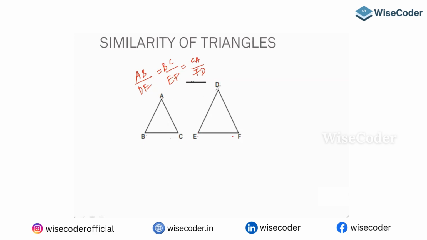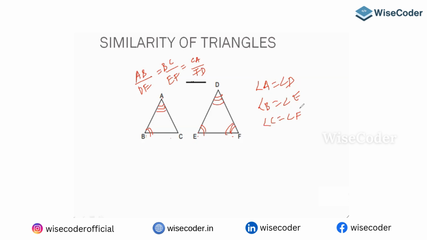Similar means the same. Whatever angle you are looking at here, the same angle will come here. That's what similar triangles are. You can say angle A is equal to angle D, angle B is equal to angle E, and angle C is equal to angle F. So these are similar triangles.